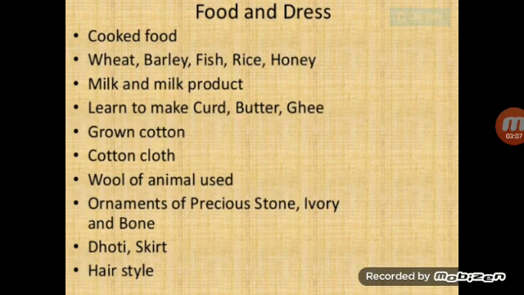Food and dress. Art of spinning and weaving developed. Clothes made of skins of animals and bark of trees were replaced by cotton and woolen clothes. They learned to make curd, butter, and ghee.